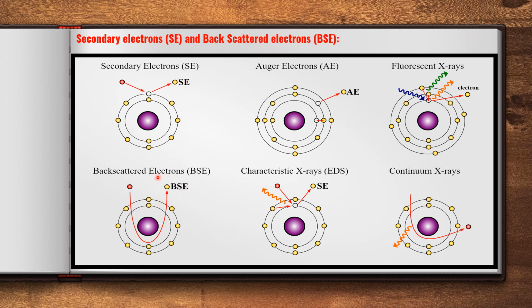Whereas in the case of backscattered electrons, it is an elastic collision. The incident electron transfers its energy and an electron is released. So this is the backscattered electron.